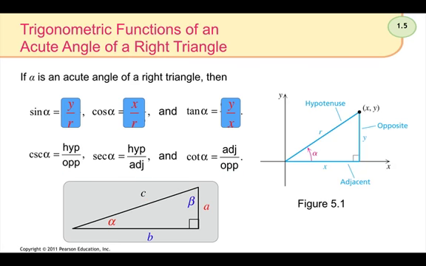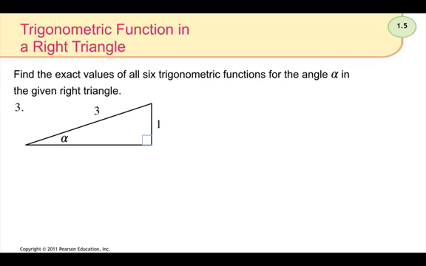Next slide. It says find the exact values of all 6 trigonometric functions for the angle alpha in the given right triangle. So the first thing we're going to be doing on problem number 3 is find the letter B, which is the side. You apply the Pythagorean theorem, and it should be review, and you end up with 2 radical 2. So that's B.